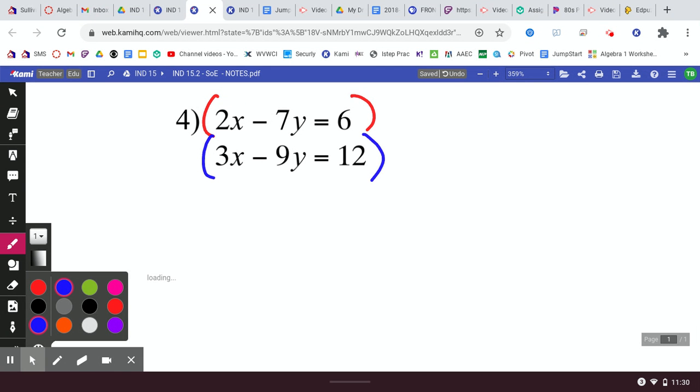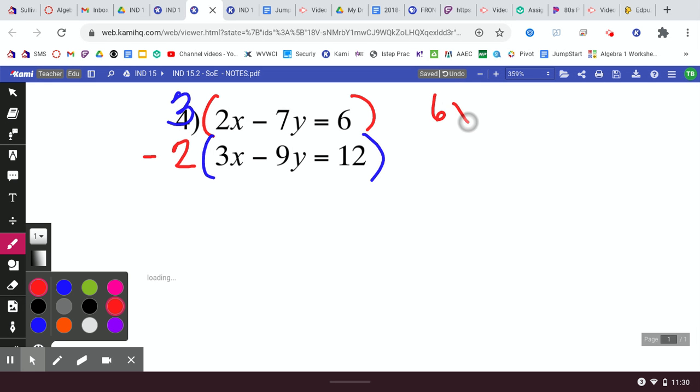So the bottom coefficient is 3, so I'm going to multiply the top by a 3. The top is 2, so I'm going to multiply the bottom times 2. And before you distribute, think through your signs. 3 times 2 is +6. 2 times 3 is +6. I need one of them to be negative, so I'm going to pop a negative on one of them. It doesn't matter which one. Okay? Now, distribute through. So in the top equation, I'm going to distribute that 3 all the way through.